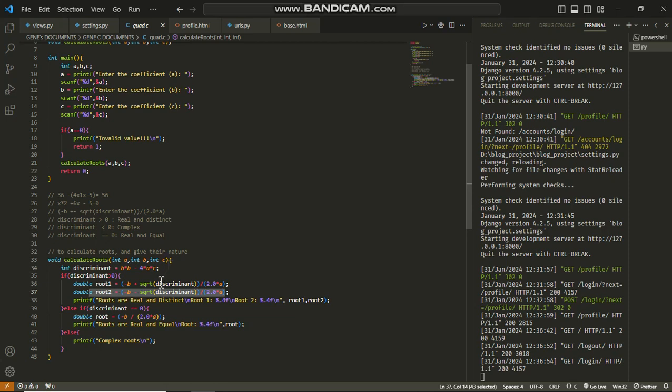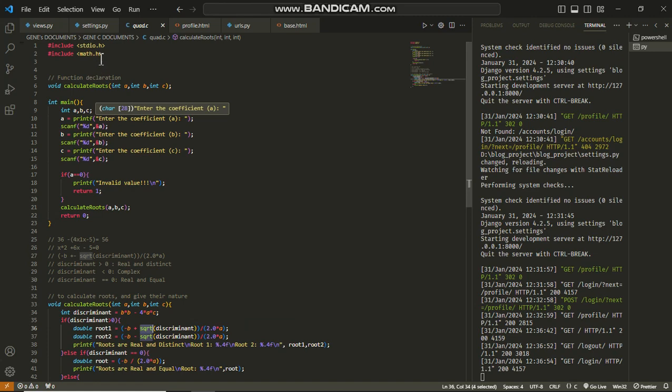So one root is going to be, we are going to call it root 1, and we are going to give it a double data type. And since we are giving it a double data type, we are going to also give this 2.0, not 2, to cater for the double. So our root 1 will cater for the plus, and our root 2 will cater for the minus. And we are using square root, which we are getting from our header library math.h.